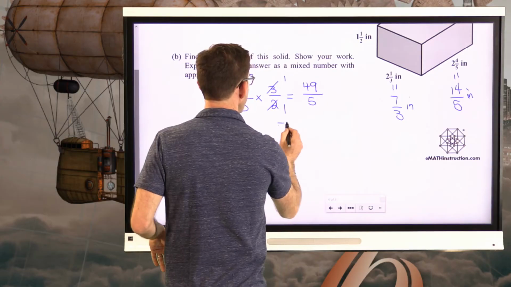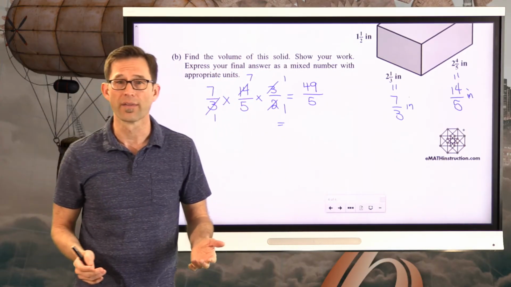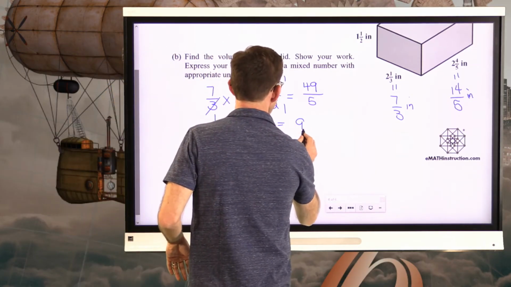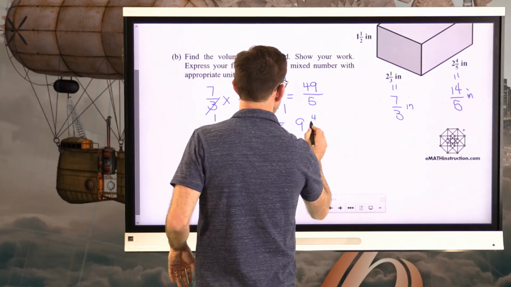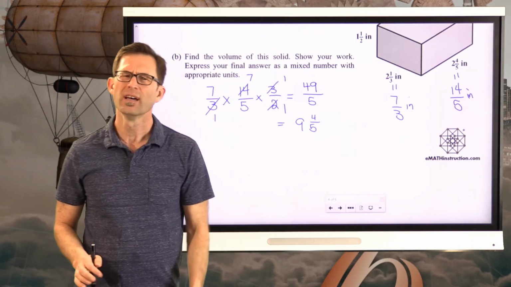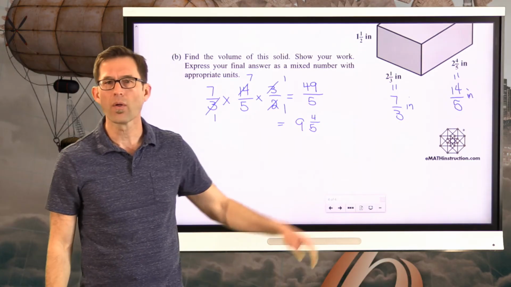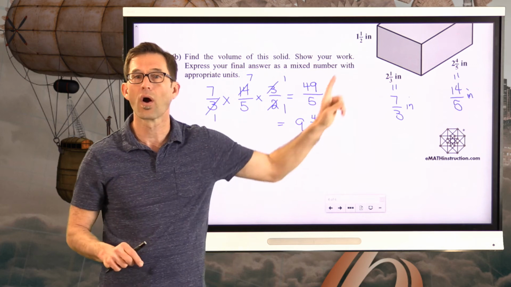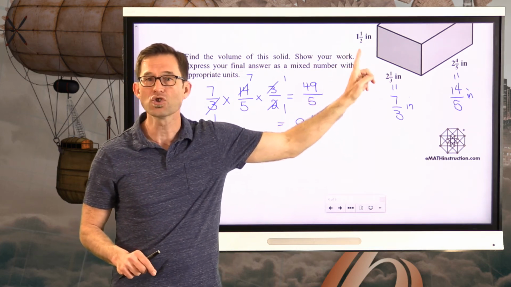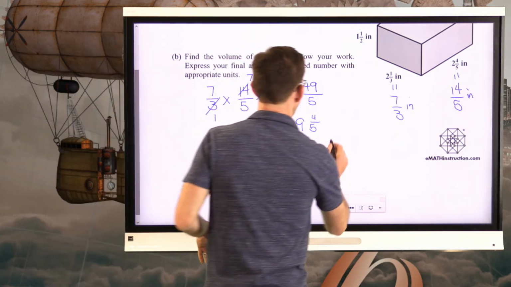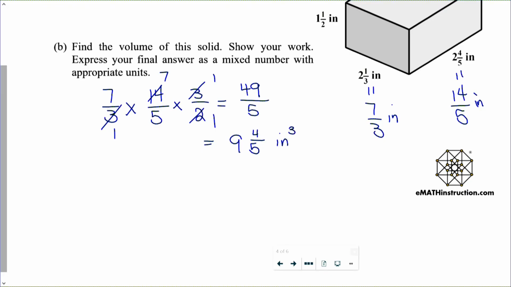So we have 49/5. Now we want to think about simplifying that. Well, 5 goes into 49 9 times. That gives me 45. I have a remainder of 4, so my volume is 9 4/5. But 9 4/5 what? Well, the normal linear measurements, the length measurements here, are in inches. So if I have an inch times an inch times an inch, then I have a cubic inch. So we'll have 9 4/5 cubic inches.